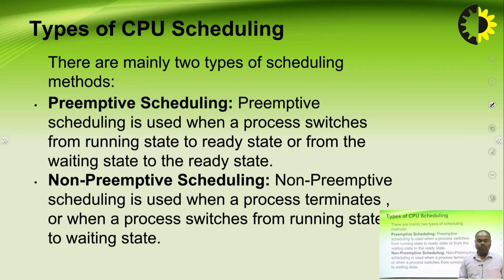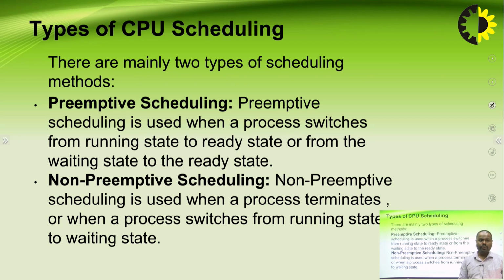Next, there are two types of scheduling methods: preemptive and non-preemptive. Preemptive scheduling is used when a process switches from running state to ready state, or from the waiting state to ready state. It means we have to give priority when the process switches from running state to ready state. It is in the running state, and it comes into the ready state, and we have to execute it.